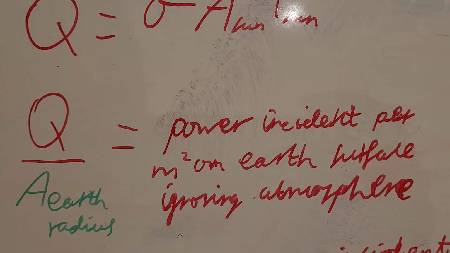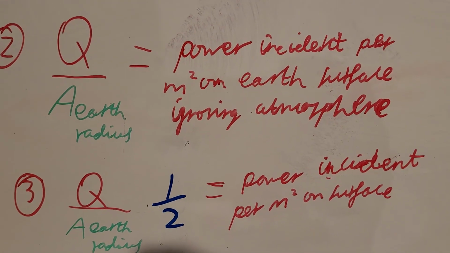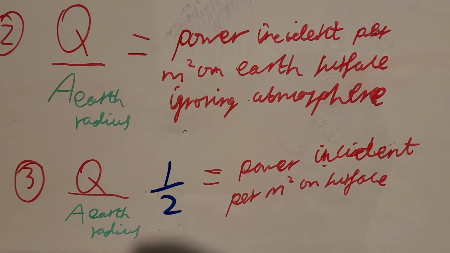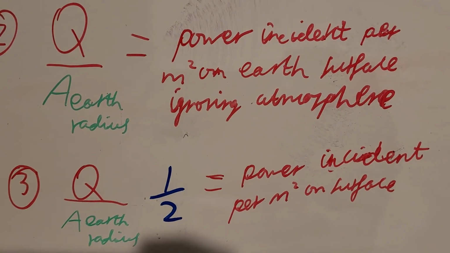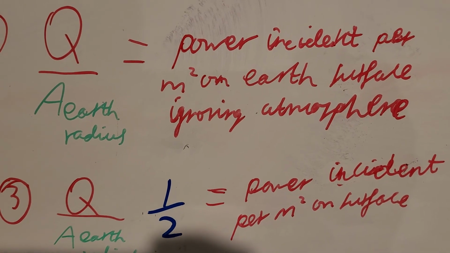In the question, it tells us that the atmosphere is going to divide the energy by 2. So here's how you would divide it by 2. You literally do Q divided by 2 and then divide that by an area of a sphere caused by Earth's radius.